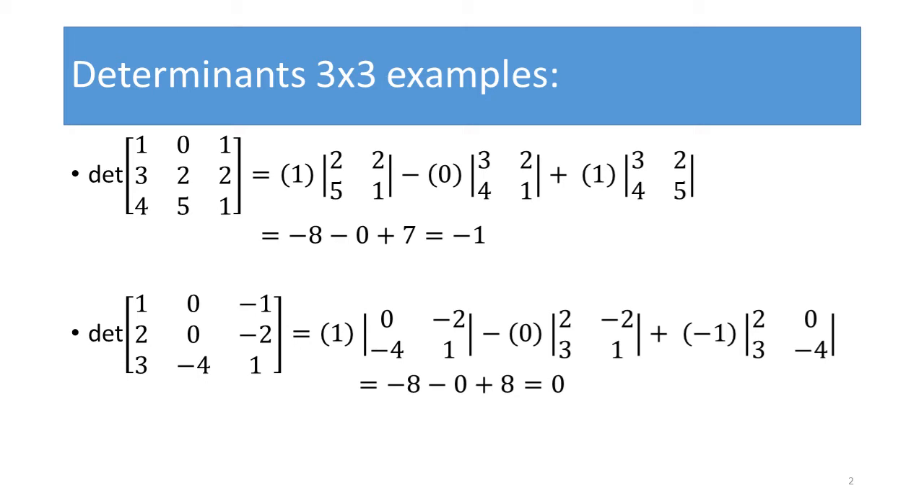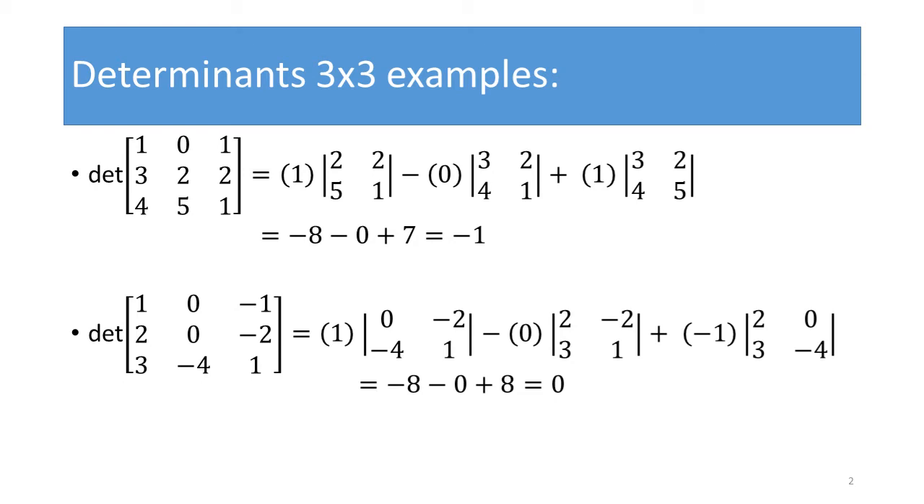Now we put minus. This minus is because of the rule. Now we have to take the second number in the first row. The second number in the first row is 0, and we make a determinant. Forget the first row and forget the second column. So we have 2, minus 2, 3, 1. Then plus, we take the third number in the first row, that is minus 1, and now we forget the first row and third column. It will be 2, 0, 3, minus 4.